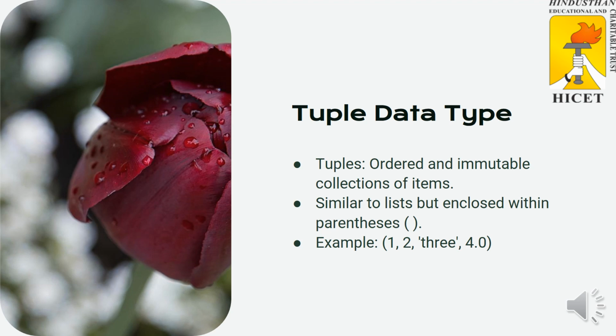And the same example as we said for list, that is 1, 2, 3, that is "three", and the last one is 4.0. It is enclosed between parentheses, and it also consists of different data types. That is, one is numerical, 4.0 is float, and "three" is a string. So three data types are enclosed between one single pair of parentheses.